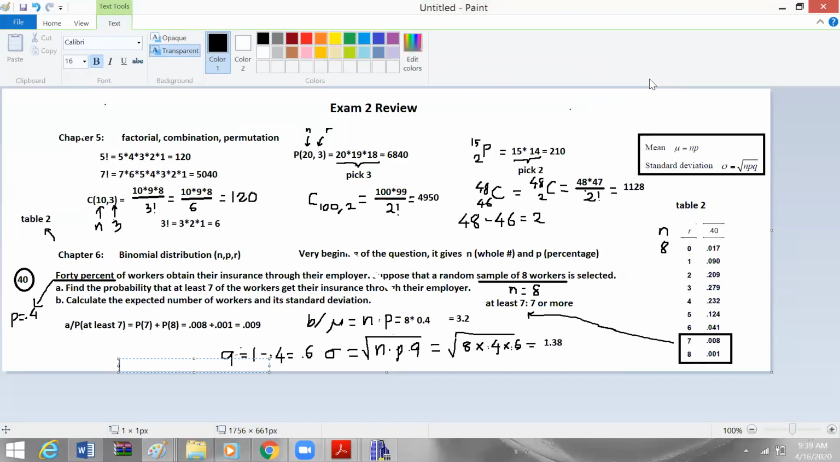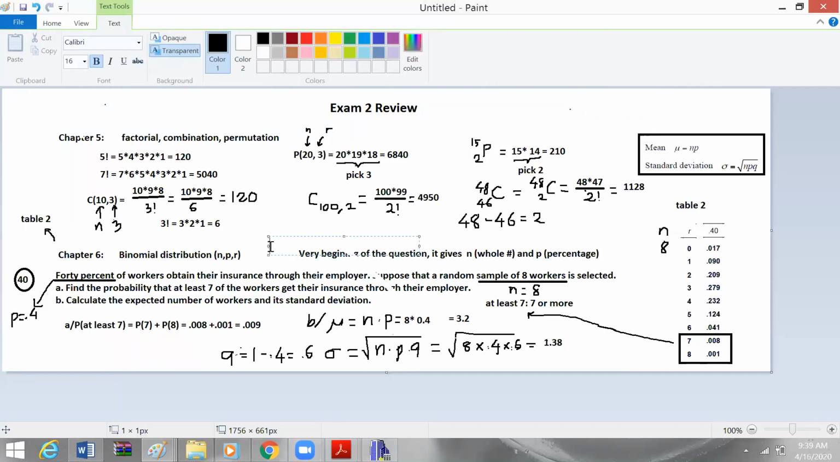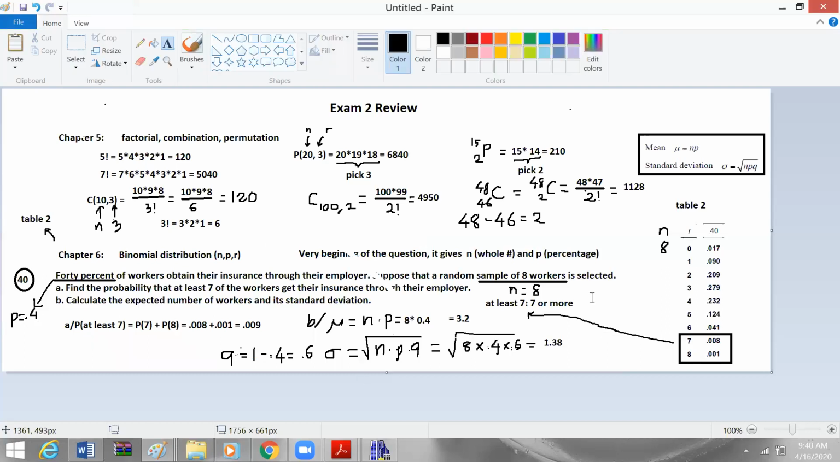Chapter 6, I haven't really posted any video yet, but I will make the video. This is on table 2, and from the very beginning, how do you know it is chapter 6? Chapter 6 basically gives us the n and the p. The p will be the percentage, and the n will be the whole number. The p can be identified through the questions, and with n and p, we can see that the p is 0.4 and the n is 8.